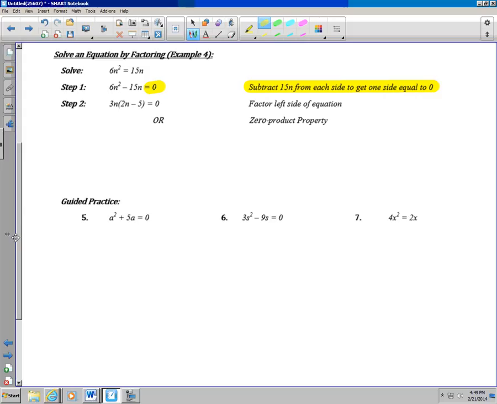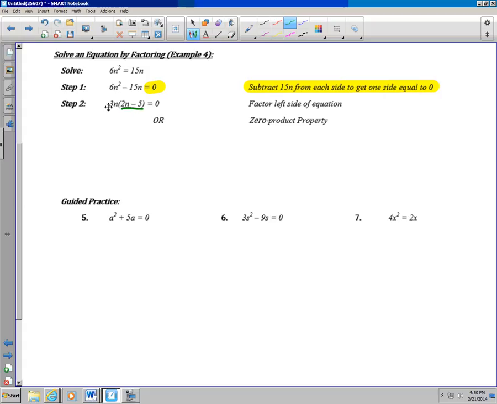We look at our coefficients 6 and 15, and they have a common factor, greatest common factor of 3. Look at your variables. We have n squared and n, so they have a common factor of just 1n. So we're going to divide our binomial by 3n. And when we divide or pull out that 3n, what's left on the inside is 2n minus 5.